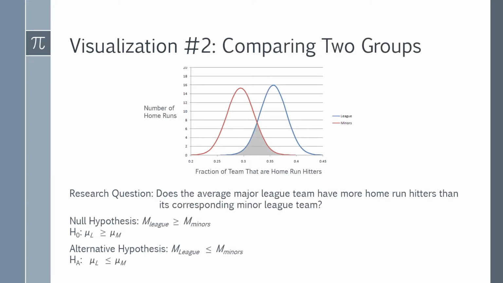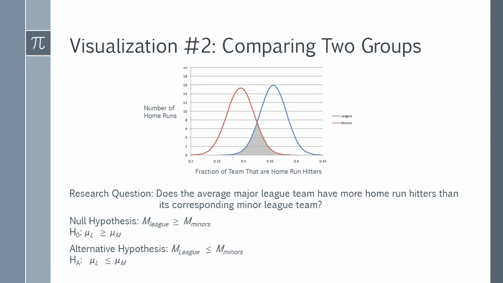Our second visualization is comparing two groups. You'll notice that we have two bell graphs here. We have the red, which represents the minors. We have the blue, which represents the league. On our y-axis, we have the number of home runs, and on our x-axis, we have the fraction of the team that are home run hitters. Now our research question: does the average major league team have more home run hitters than its corresponding minor league?